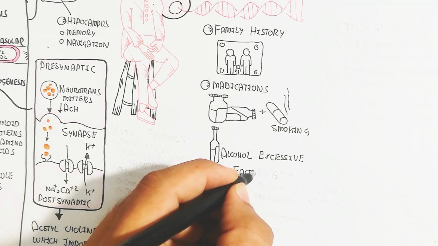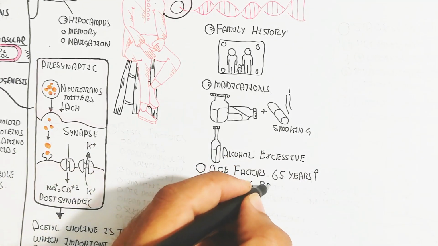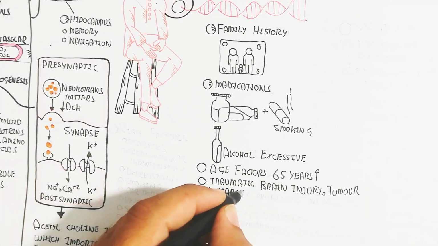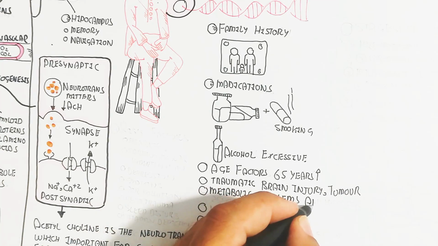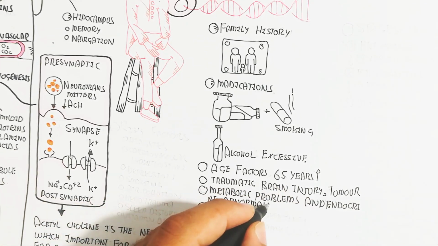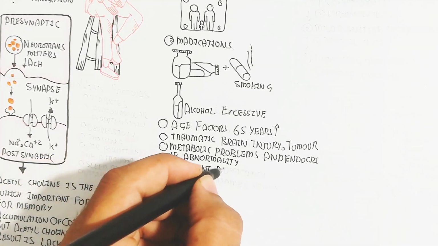Age factor, 65 years and above, traumatic brain injury, and tumor formation will lead to dementia. Metabolic problems, endocrine abnormality, nutrient deficiency, as well as Down syndrome are risk factors. Let's understand about the risk factors.